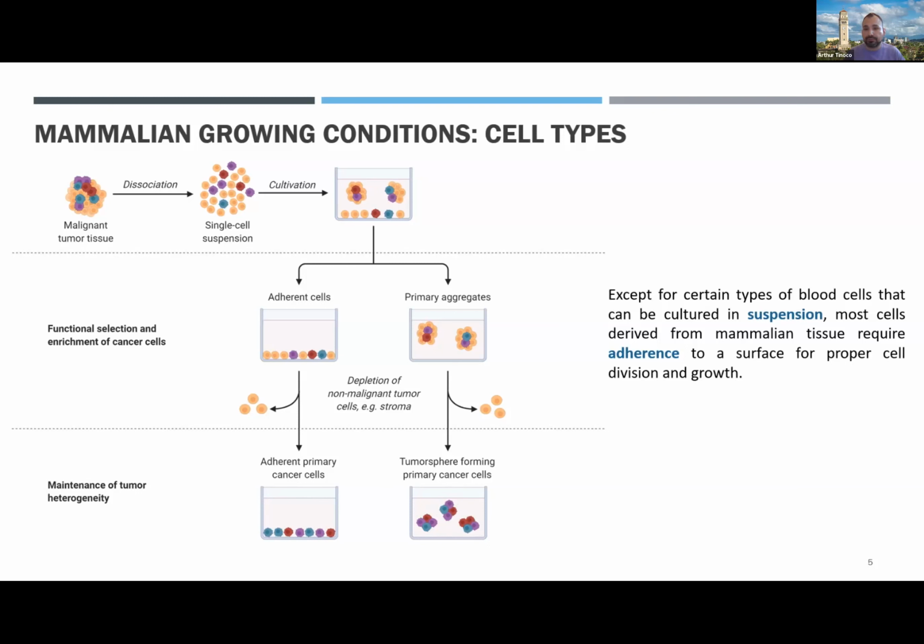All right, so except for certain types of blood cells that can be cultured in suspension, most cells derived from mammalian tissue require adherence to a surface for proper cell division and growth.